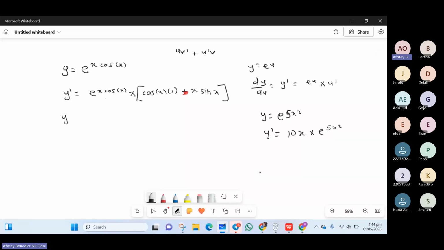So we have the derivative to be equal to e to the x times cos x minus x sine x. And this becomes our final answer.